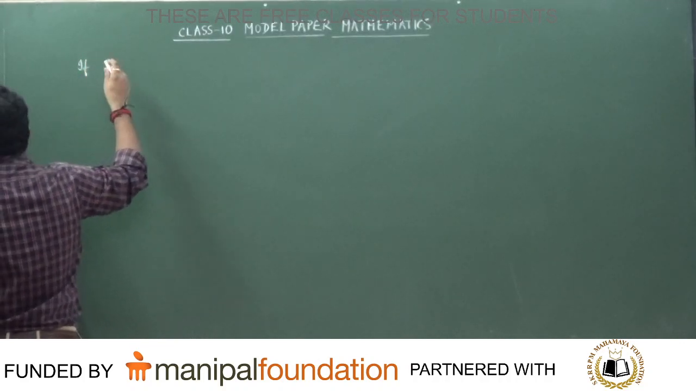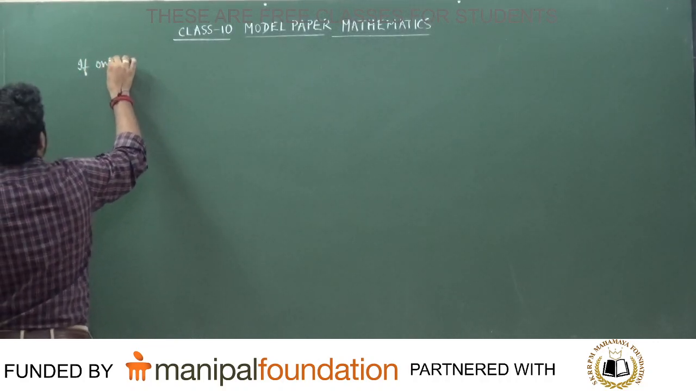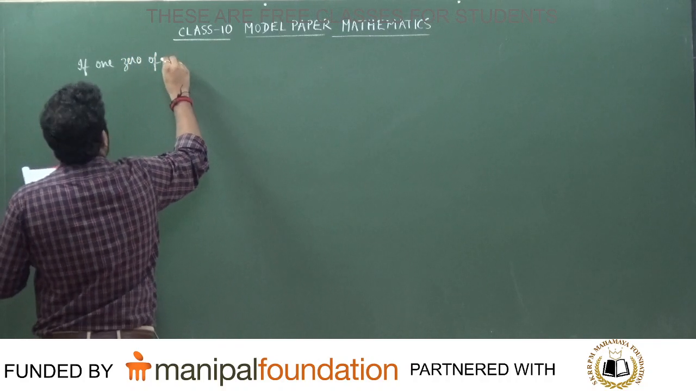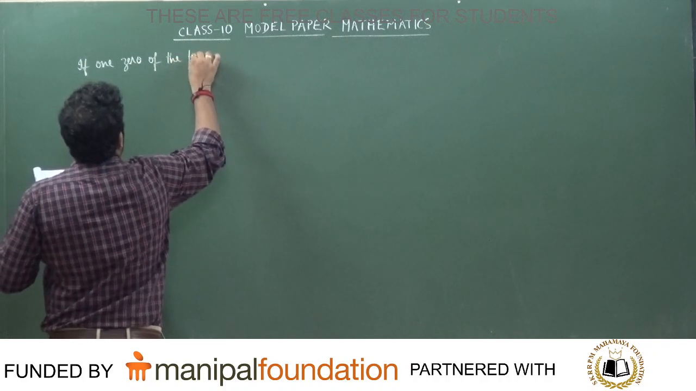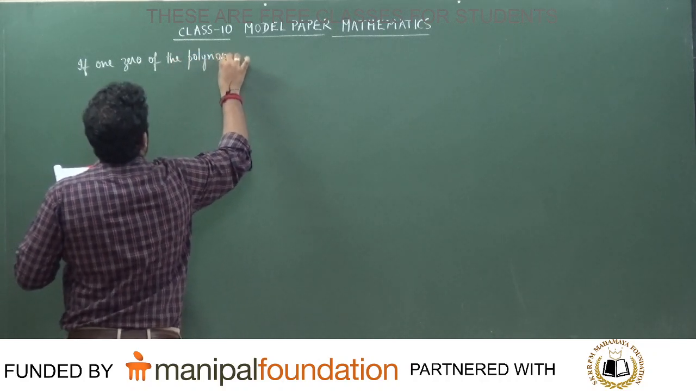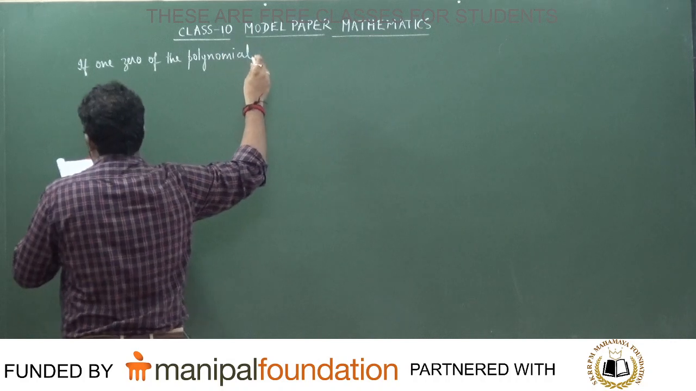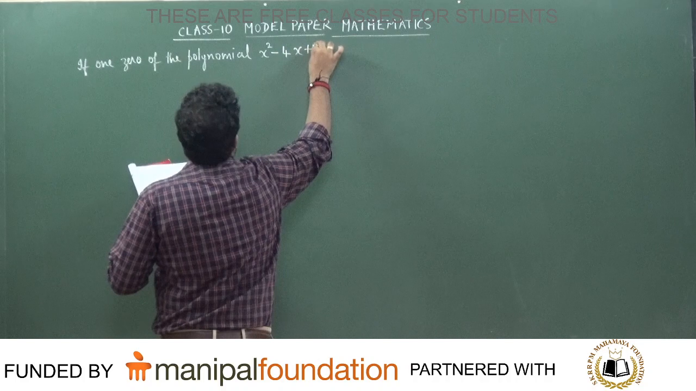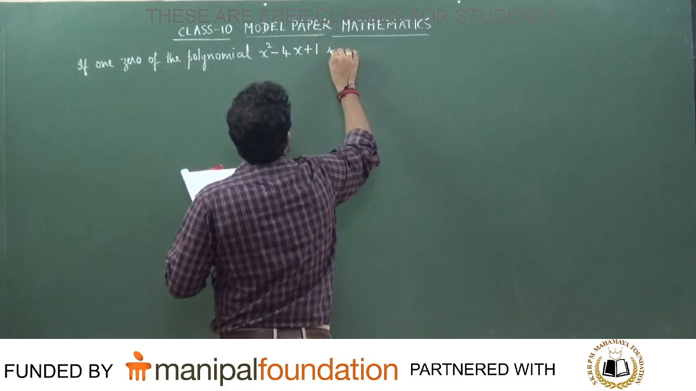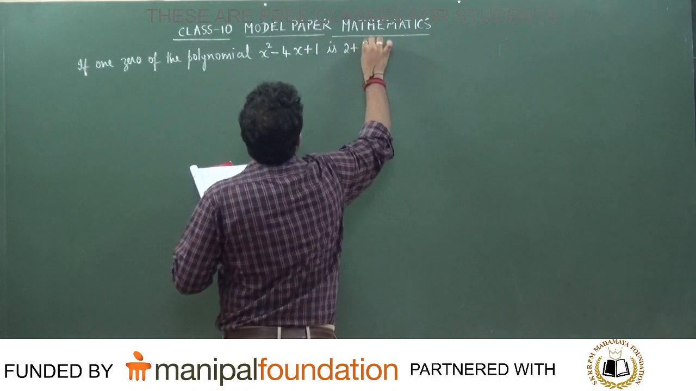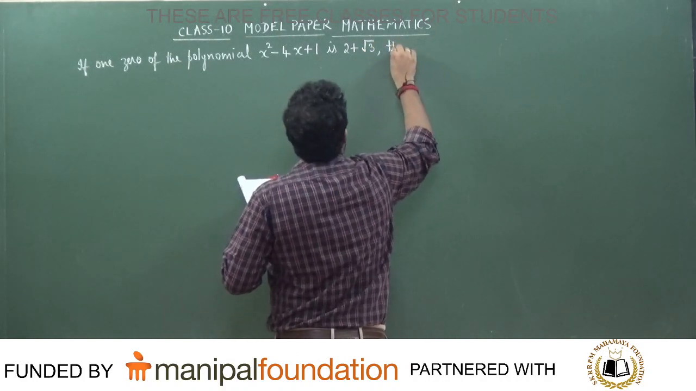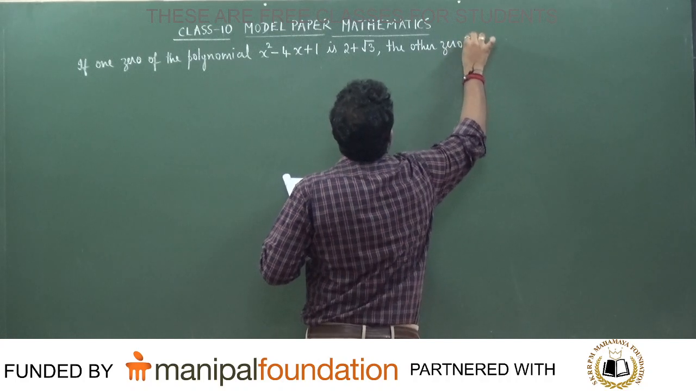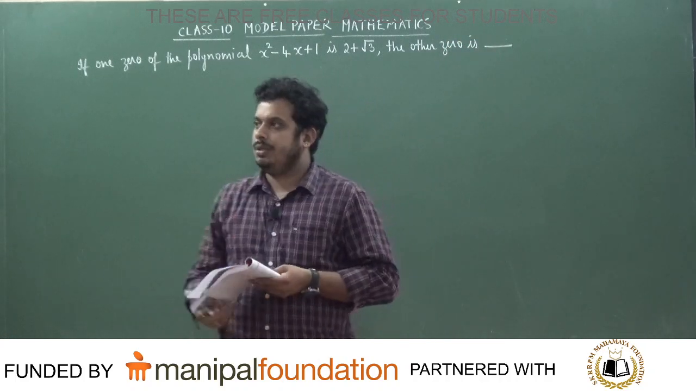Continue with the numbers. If one zero of the polynomial x square minus 4x plus 1 is 2 plus root 3, the other zero is dash.